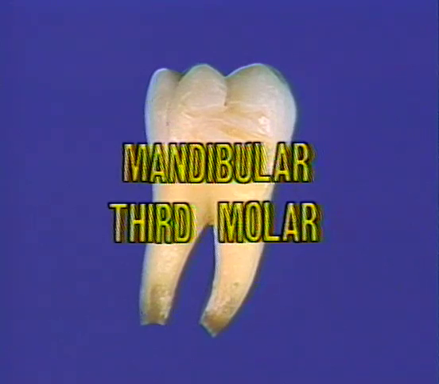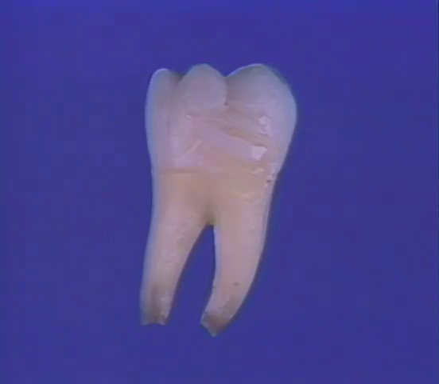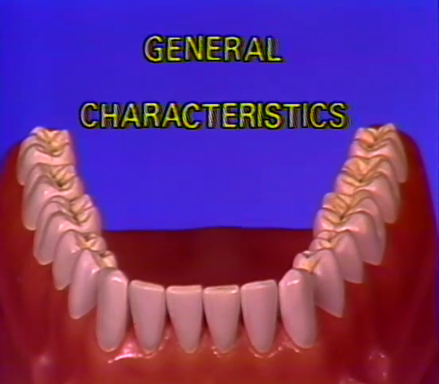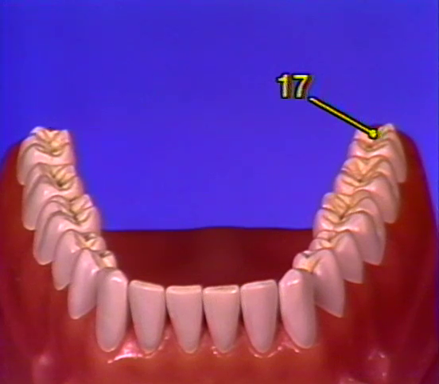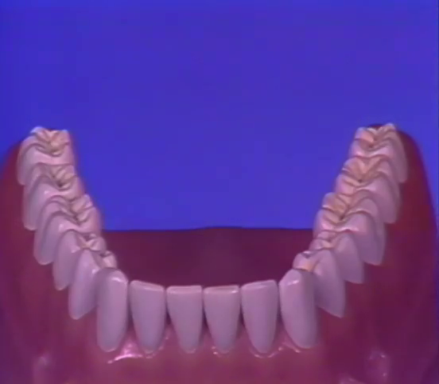Mandibular third molar. General characteristics. The third molars are the 8th teeth from the midline and are identified according to the universal numbering system as teeth number 17 and number 32. The third molar contacts the mandibular second molar mesially, and no distal contact is present.